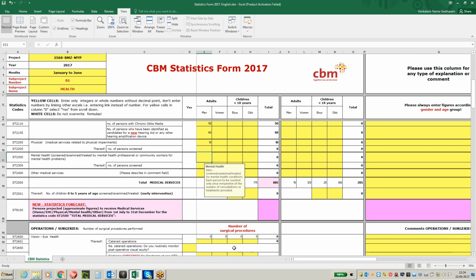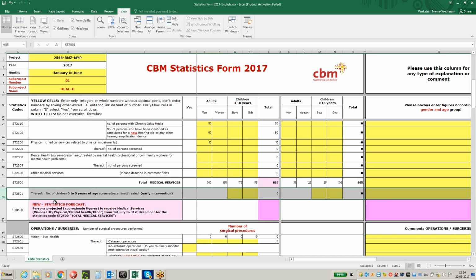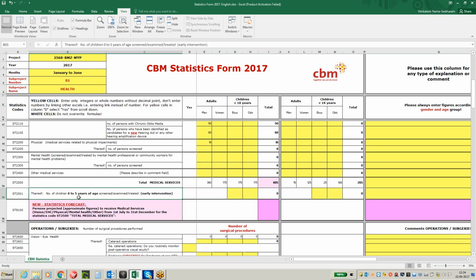I'll just go to the next line, which says the same logic here, thereof number of children 0 to 5 years of age screened or examined or treated, which is early intervention. For example, if there are 175 total children reached in medical services, out of these 175, how many are between 0 and 5? It may be, say, 50 boys between 0 and 5 years of age. Out of these 50 boys, how many are persons with disabilities? It may be, say, 10 boys are persons with disabilities.